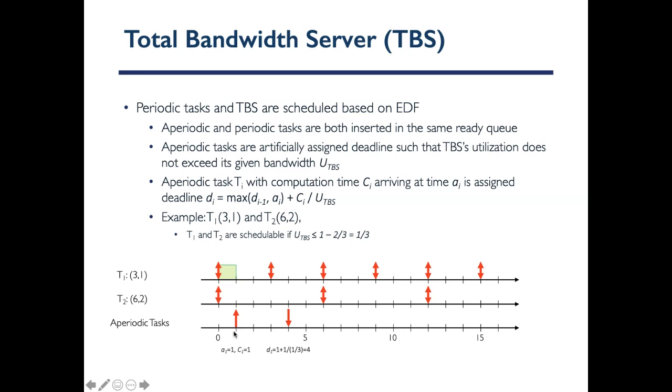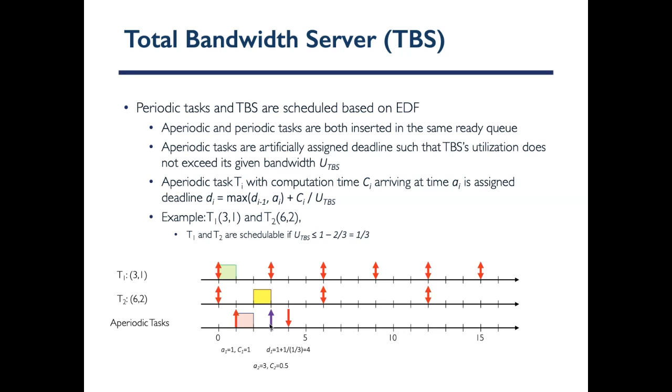This aperiodic task's deadline is 4. So this task gets to be scheduled first, because EDF schedules the tasks with earliest deadline. Now at this time, we don't have any other task to run, so we run T2.